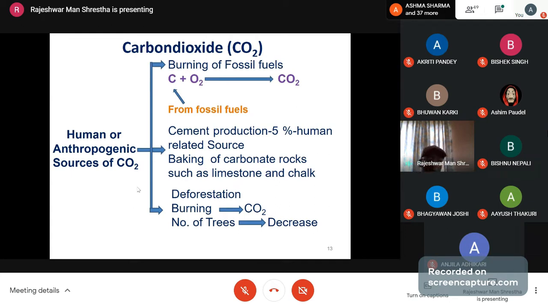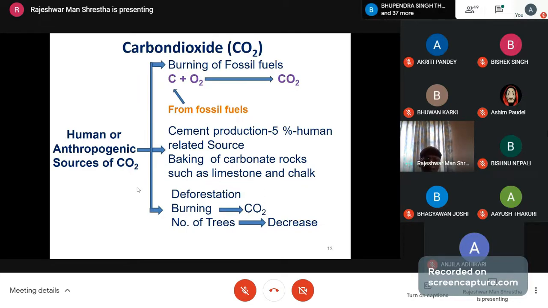And human or anthropogenic sources of carbon dioxide. Carbon dioxide is released into the atmosphere by burning fossil fuels. Fossil fuel means petrol, diesel, etc., which have been widely used in thermal power plants, in vehicles, and in industry. Carbon from fossil fuel, when burned in oxygen, produces carbon dioxide. And next is cement production.